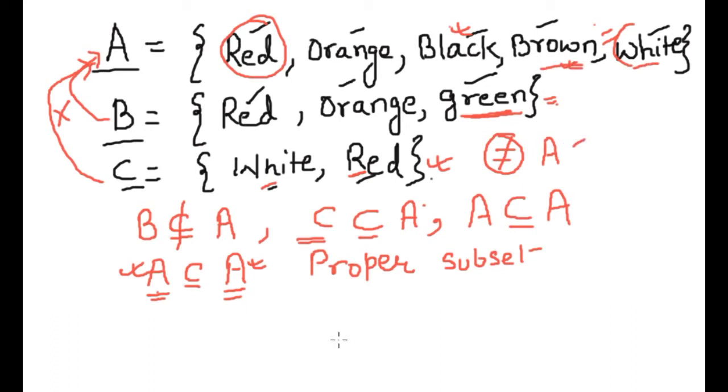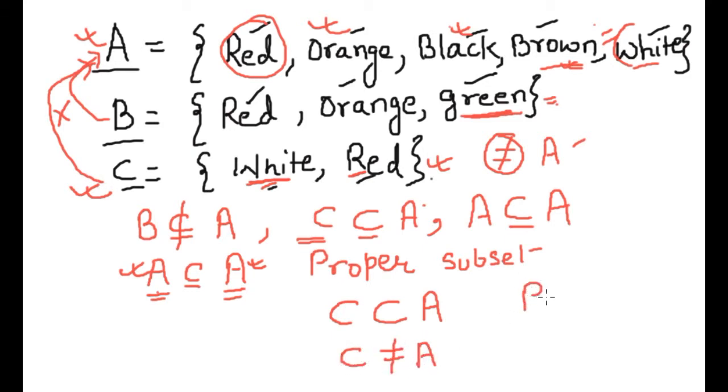Then C is a proper subset of A. Here we can say C is also a proper subset of A, because all elements of C are available in A, but C is not equal to A. This is the reason C is also a proper subset of A.